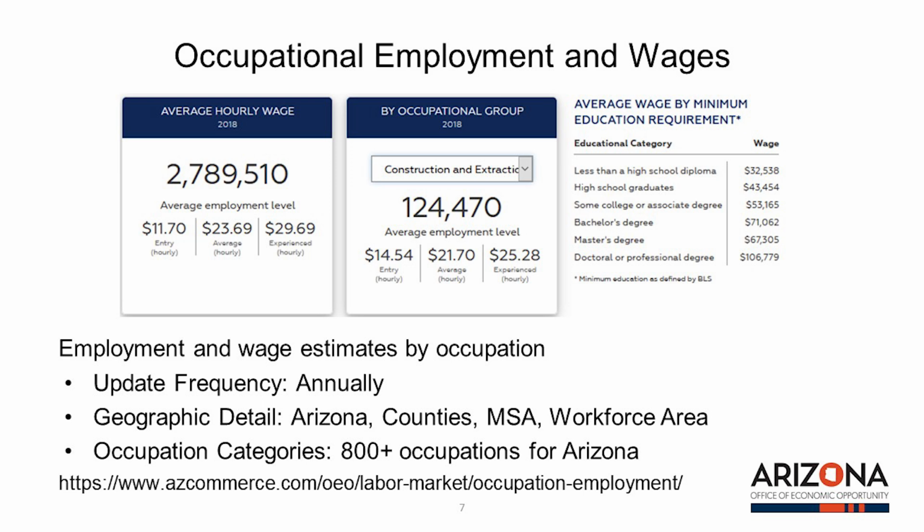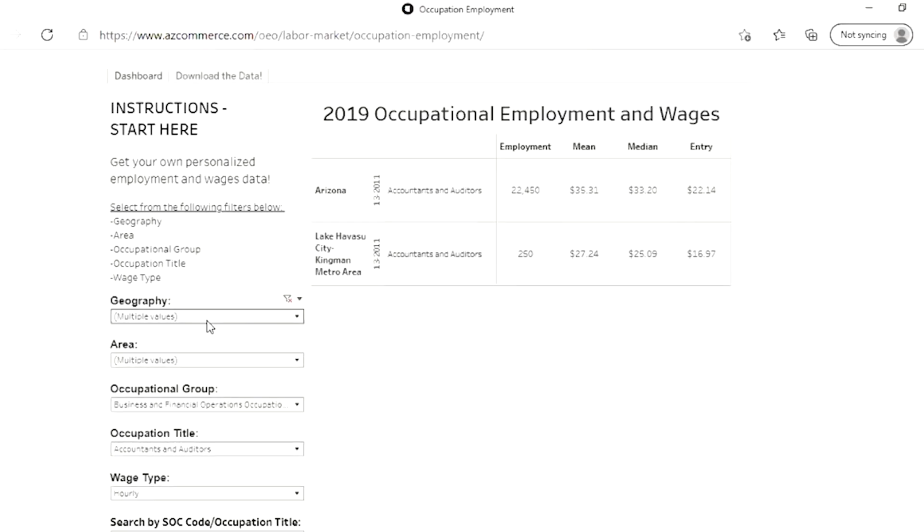But one thing I wanted to note about this data is that it's only updated each year. The 2020 data for wages just came out, and so that will be updated on our website later this week. And we do have a high level of geographic detail as well, for the state, counties, the metro statistical areas, down to the workforce area level. So let me go over there. I just went ahead and preloaded this, but this is our occupational employment and wages tool. We will be updating it very soon with the 2020 information that just came out.